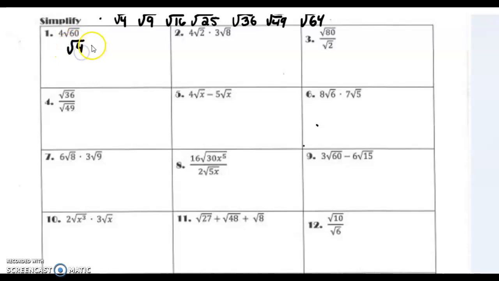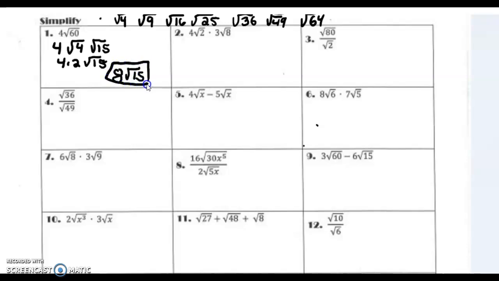So sometimes, guys, it's just kind of like a guess and check until you figure out which of these numbers. You always want to get the biggest one, right? Now remember, 4 is going to come out as a 2. If there's a number outside of it, you are going to multiply it. So it's going to be 4 times 2. So my final answer is going to be 8 square root of 15.